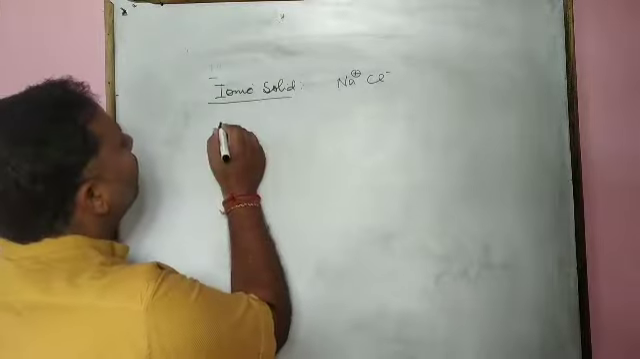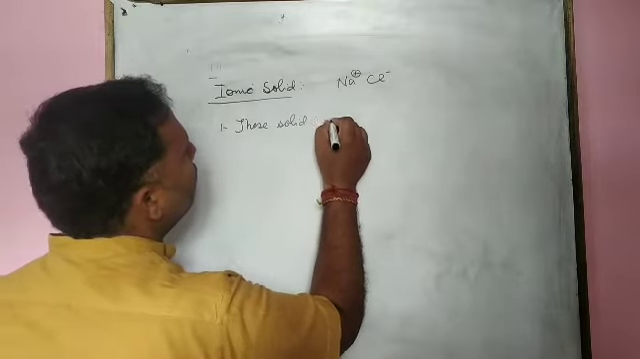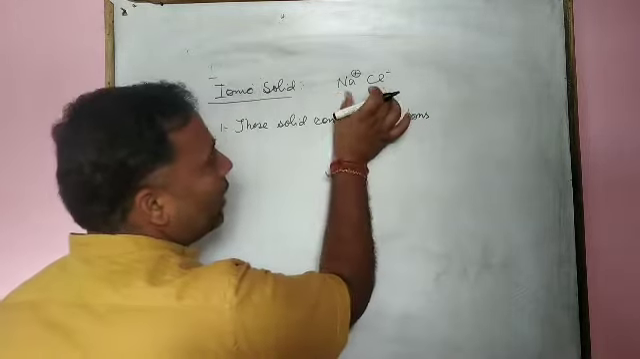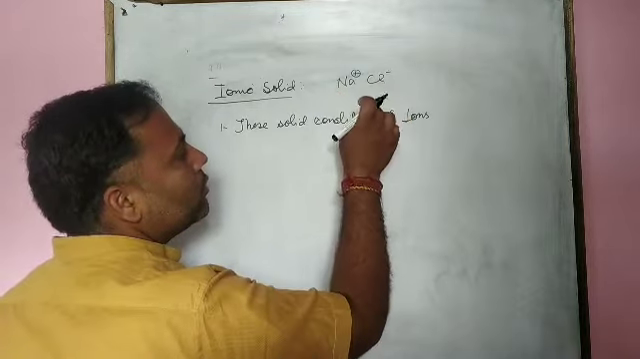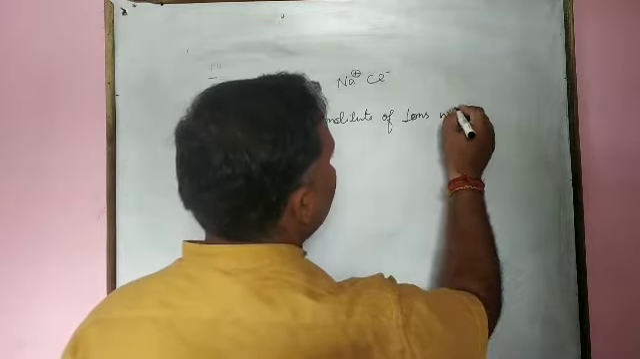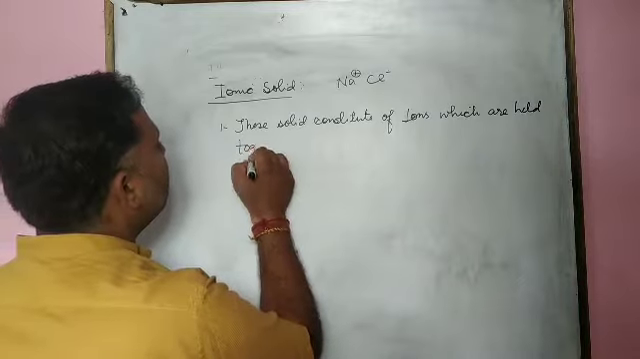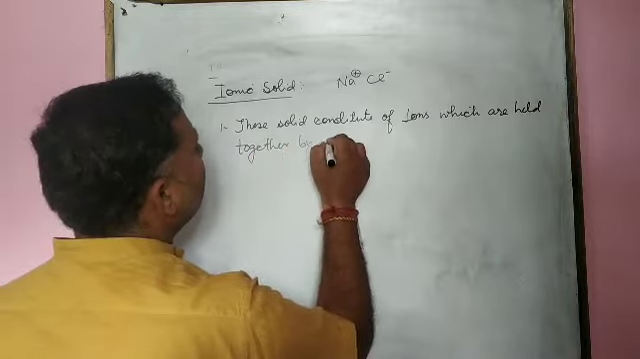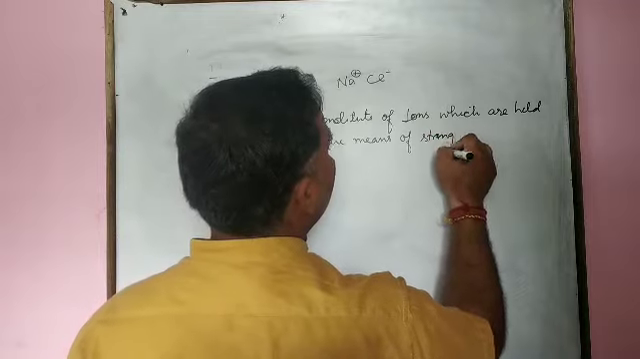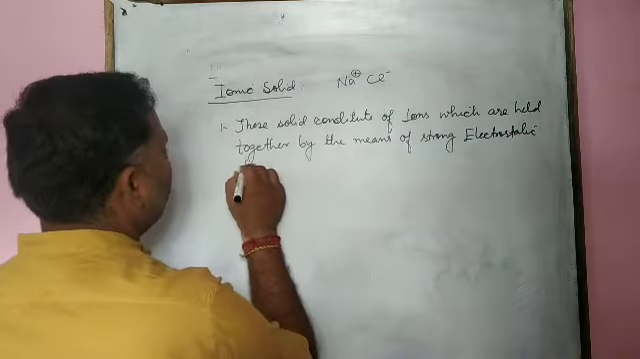It means what we got? The first one, these solids constitute of ions, and these ions are joined together or bound together by the means of a strong electrostatic force of attraction.